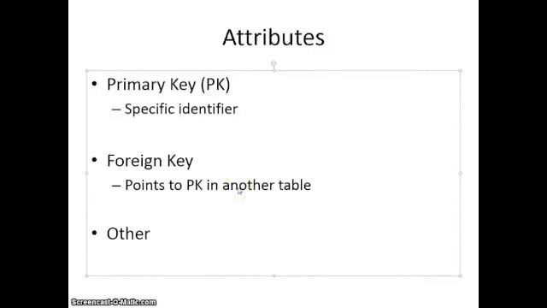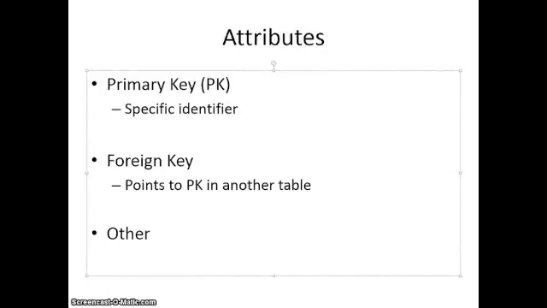As I mentioned earlier, an attribute is a property of an entity. There are many keys when it comes to attributes, such as primary key, foreign key, and other keys depending on the table. The primary key is a specific identifier for the entity. The foreign key points to a primary key in another table, and the other includes other attributes that we may want to know about in an entity.